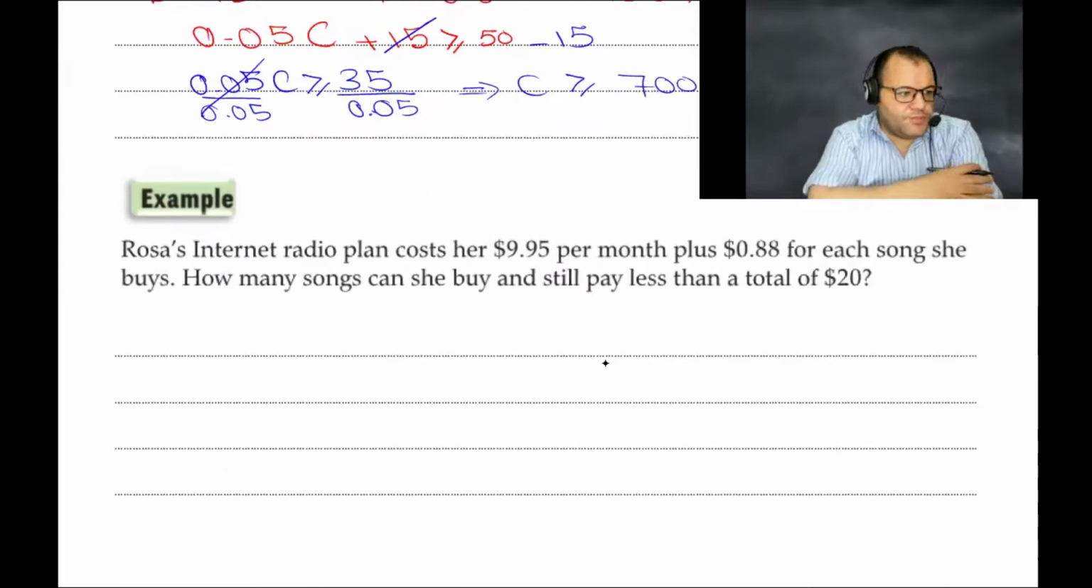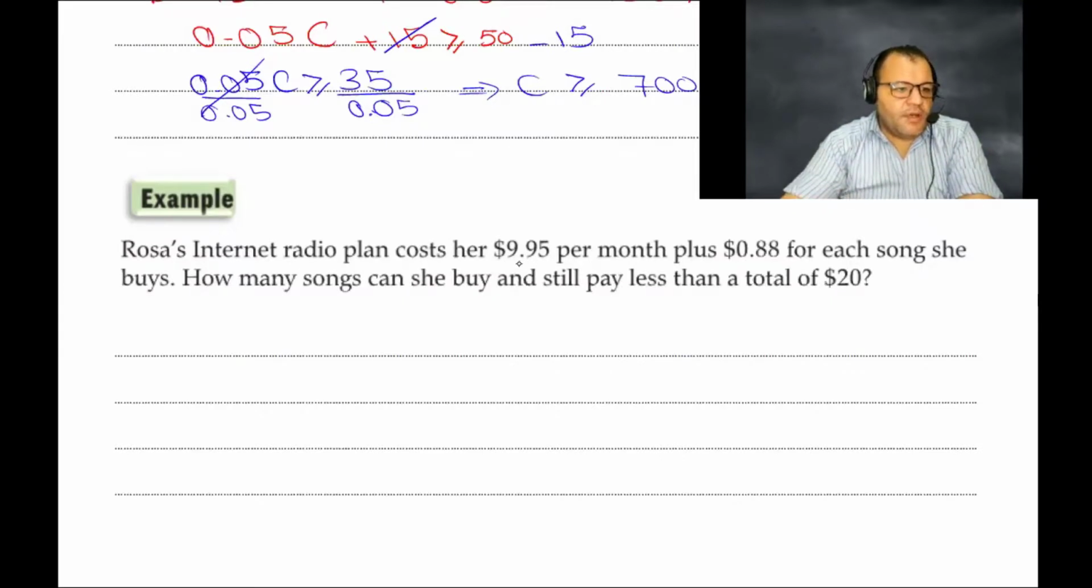So for this one: 0.88 M plus 9.95 is less than or equal to $20. Is it 0.88 X or C? S. Yes. Less than 20, it's the same as the last one, less than a total of 20. Less than or equal? No, less than. Okay, so first we will start.